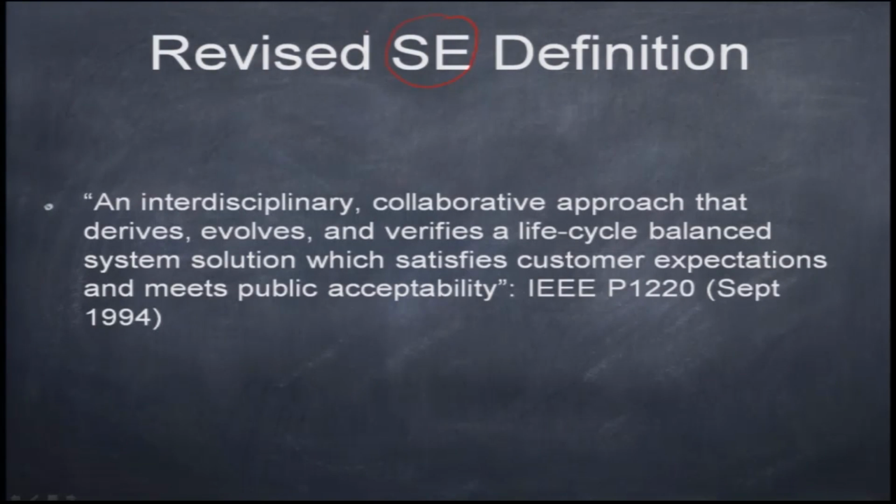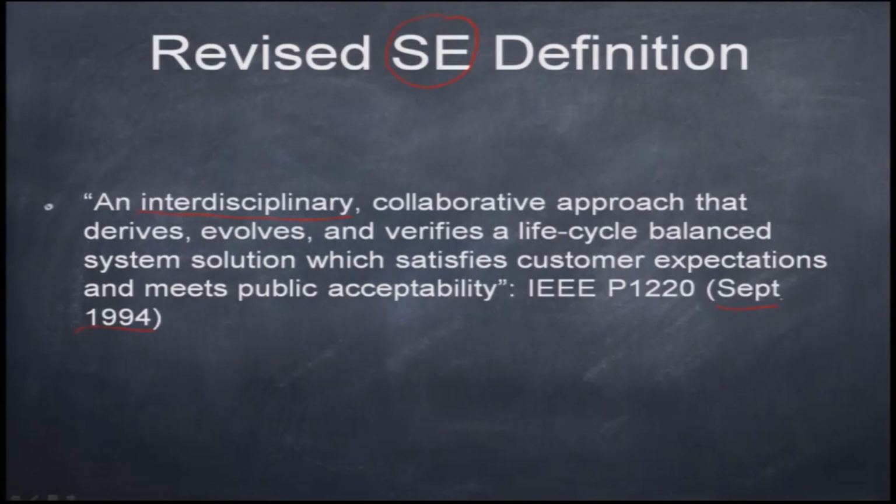The revised definition states something like this: an interdisciplinary, this is the first word, collaborative approach that derives, evolves and verifies a life cycle balanced system solution which satisfies customer expectation and meets public acceptability. It was in the IEEE P1220, September 1994 definition. As you can see, the definition has evolved much more significantly.